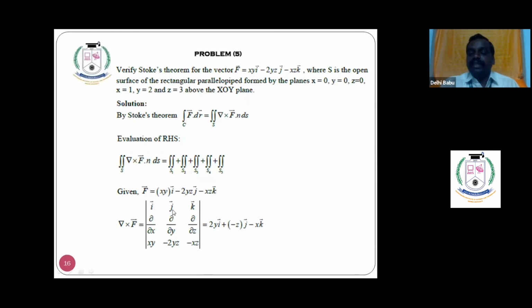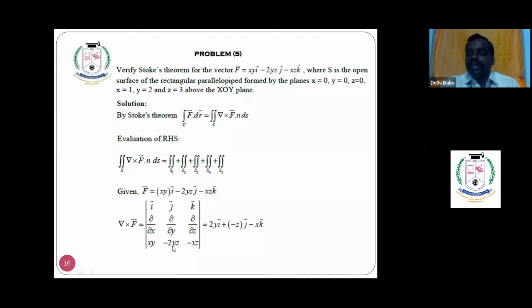Minus j vector into dou by dou x of this. So when I am differentiating with respect to x, the differentiation is 1. So we have minus z. And dou by dou z of this xy is 0. Hence we have minus z into j vector. And then plus k vector into, omit the column and row, dou by dou x of this. Here there is no x term.